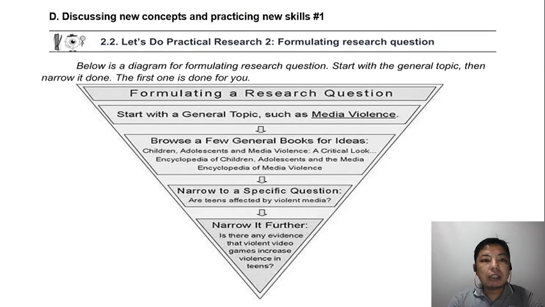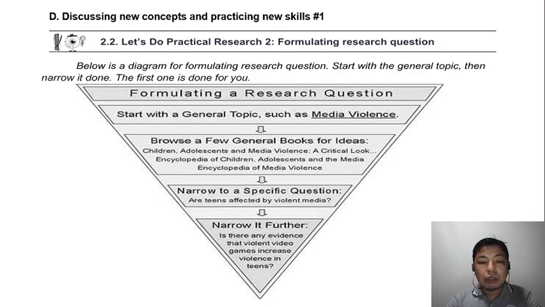Okay. For the next activity, below is a diagram for formulating a research question. Start with the general topic, then narrow it down. The first one is done for you. Now, this is what we call an inverted pyramid. It's a technique that we use in research for formulating a research question. Isa kasi sa pinakamahirap na part ng paggawa ng research is establishing a research question. So this is a good way for you to establish your research question.